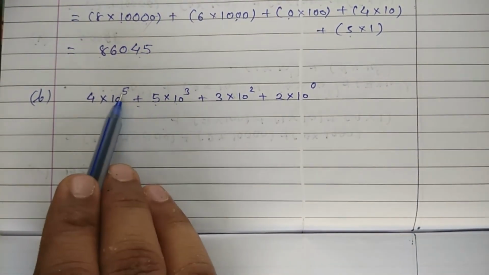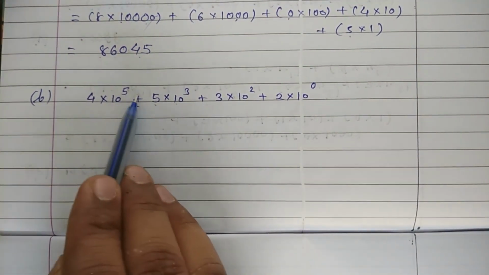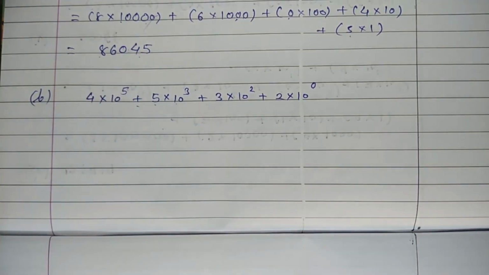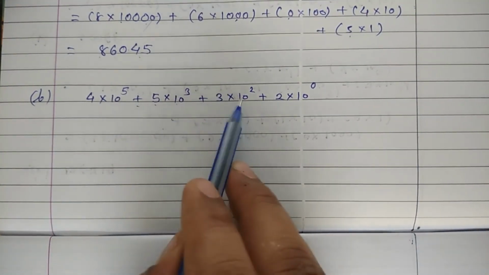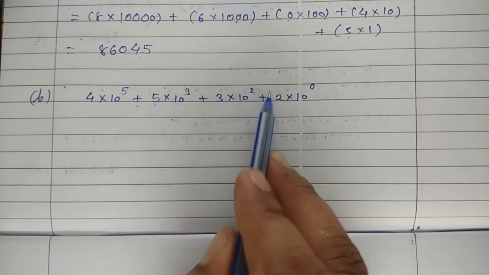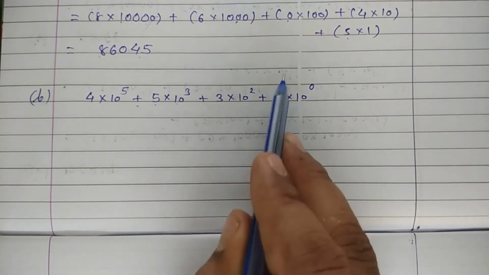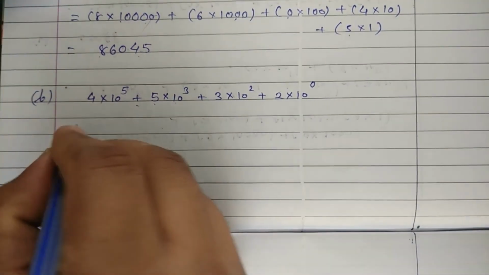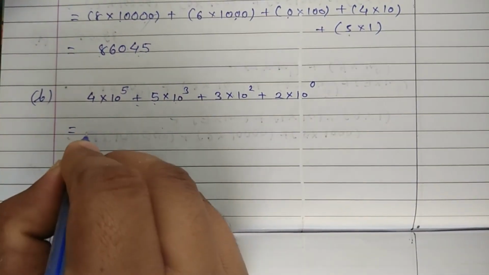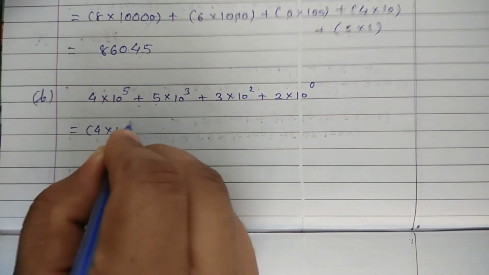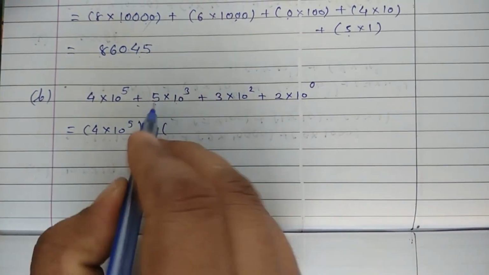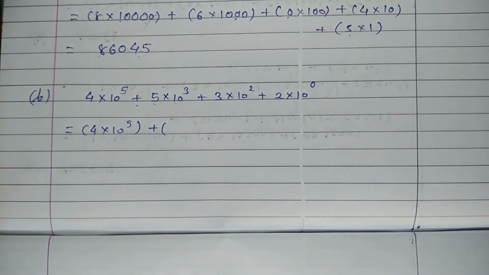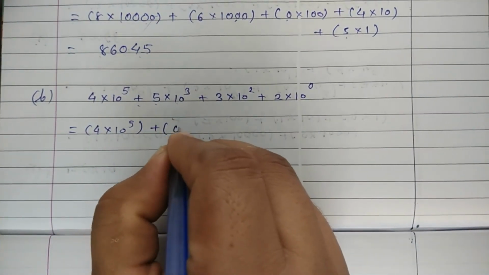For example, after 10 raised to the power of 5, the 10 raised to the power of 4 term should come. Here it is not there. Here after 3, 2, and after 2 there should be a 10 raised to the power 1 term, but here it is not there. That means we can write it as 4 multiplied by 10 raised to the power 5 plus, here the 10 raised to the power 4 term is not there, means it is 0.